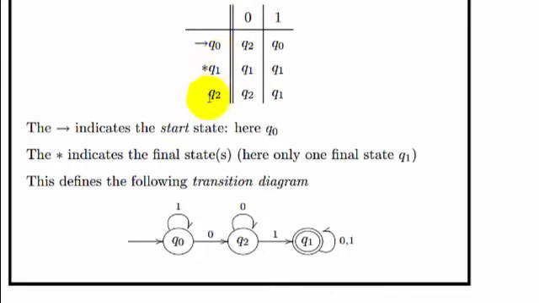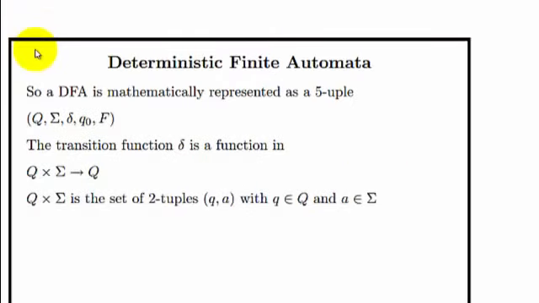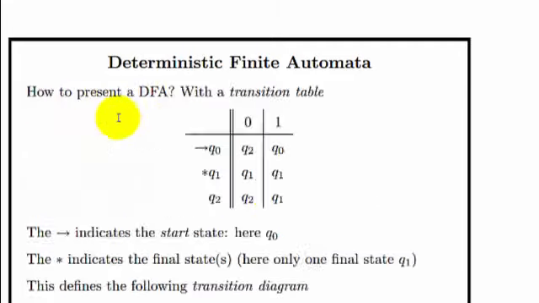This column represents all the states. They will not be repeated, they will always be written once, and these are the input alphabets. If the input alphabets were A and B, then instead of 0 and 1, A and B will be placed here. Alright, so a DFA is represented as a 5-tuple. Q is the set of states, sigma is the alphabet, delta is the transition function, Q0 is the start state, and F is the set of finishing states.